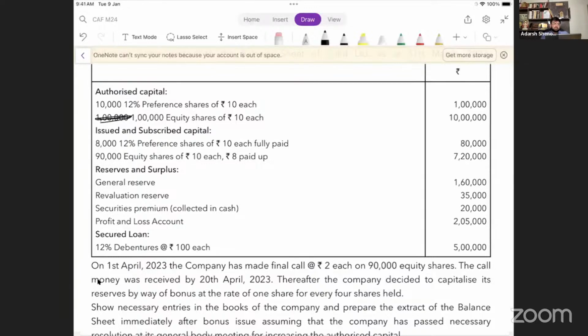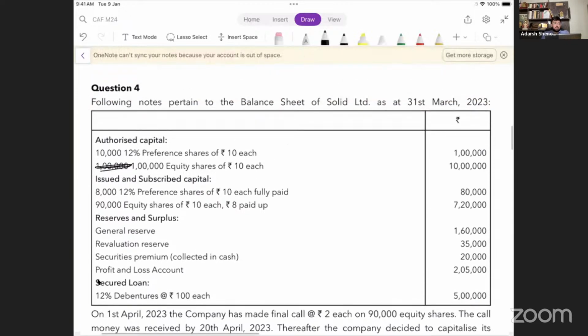Next, you have issued and subscribed capital. I hope you know what this means. Authorized capital means the maximum shares that the company can issue. Then you have issued capital. Out of those maximum, how many shares they have issued is known as issued capital. Out of the issued capital, how many the public or the shareholders have applied for is known as subscribed capital.